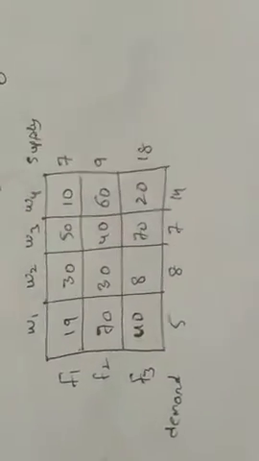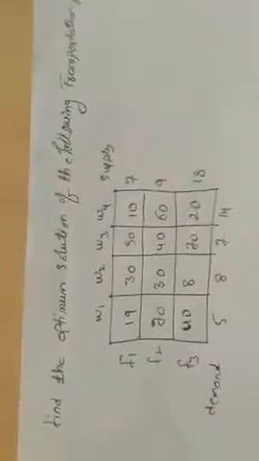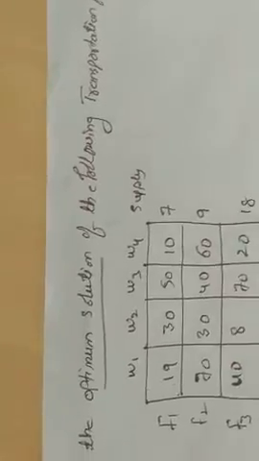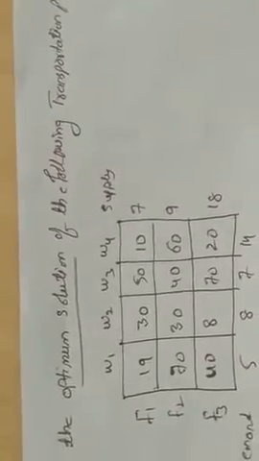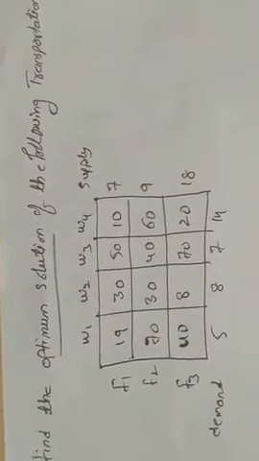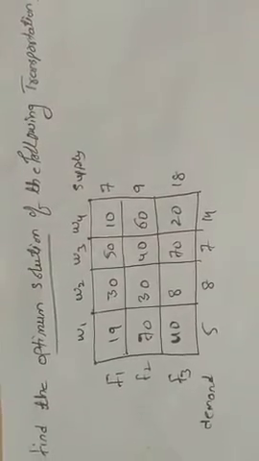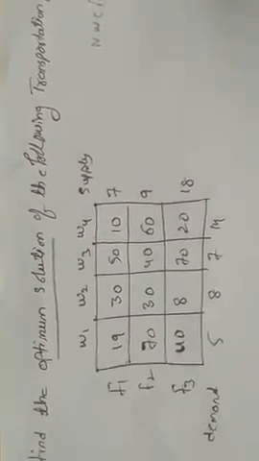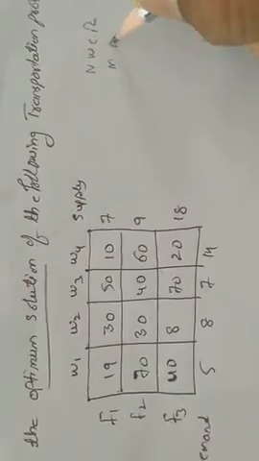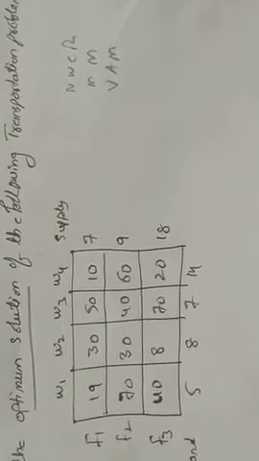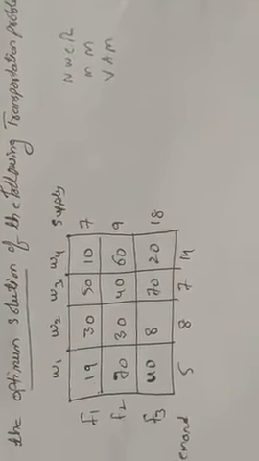Now, this is the transportation problem. Our problem is to identify the optimal solution of the following transportation problem. First we have to identify the IBFS, the initial basic feasible solution. How can we identify it? By applying any of three methods: northwest corner rule, matrix minima method, Vogel's approximation method. Using any of these three we can identify the initial basic feasible solution.